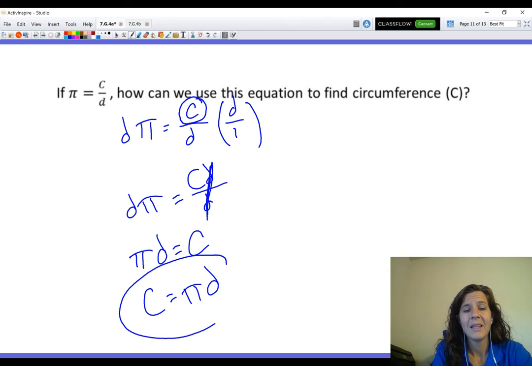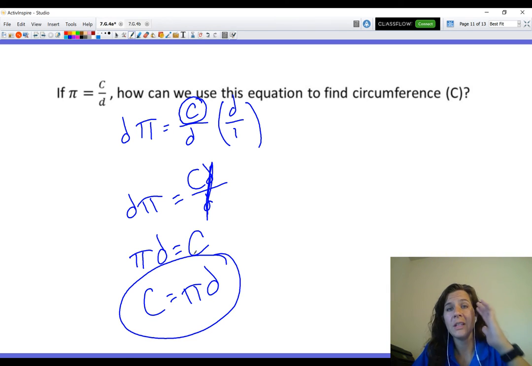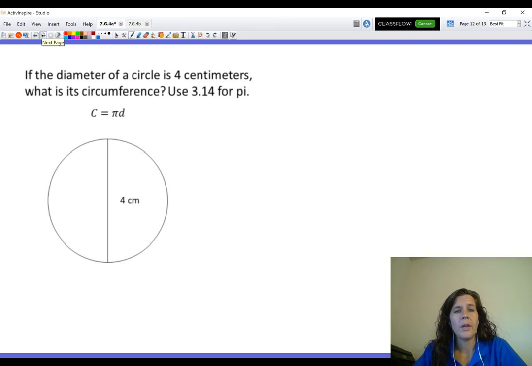This is a formula you need to remember. I wanted to show you where it came from, but you need to commit that formula to memory as best you can. Okay, I'm going to work one, and then I'll let you do one.